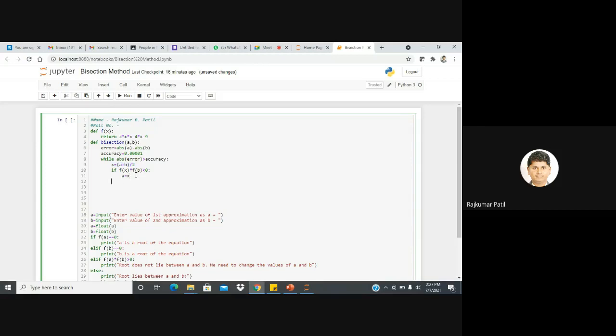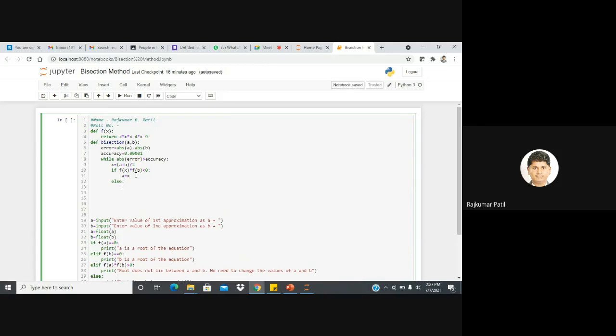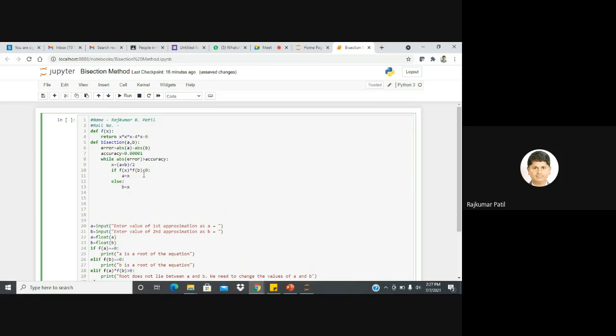If this condition is not true, then else what will be true? f of x into f of a will be less than 0. And in that case, we will assign a new value to b as x. So this is how you can work on this particular program.